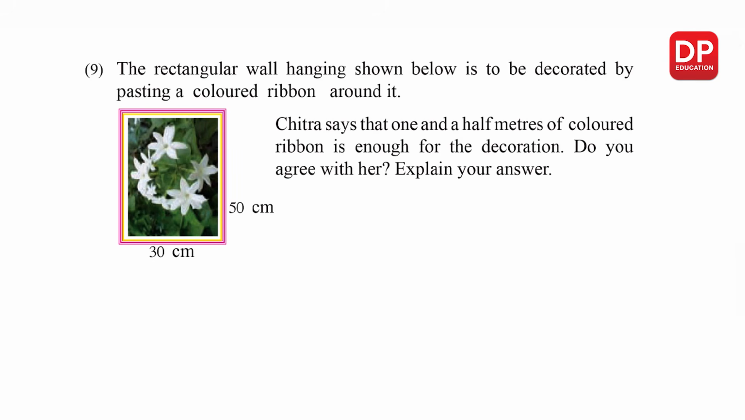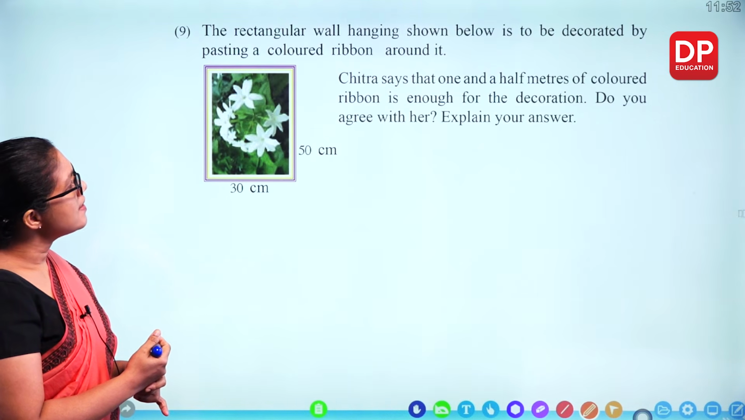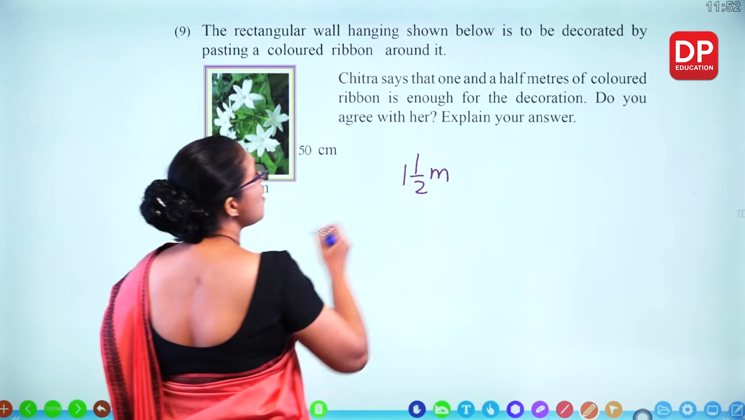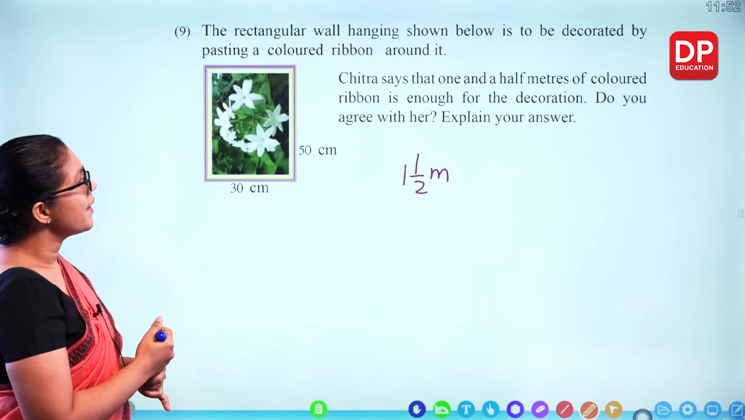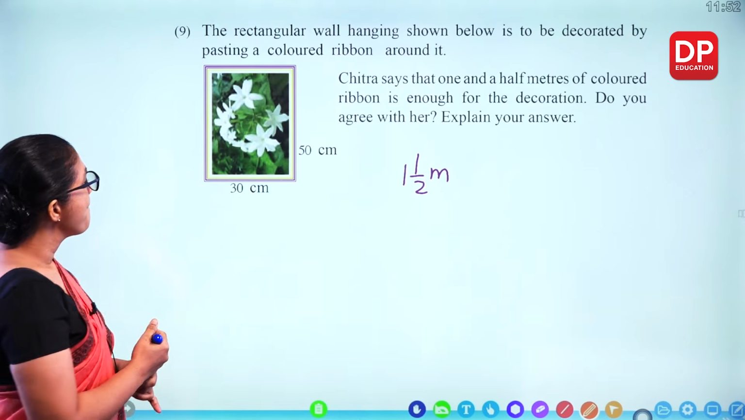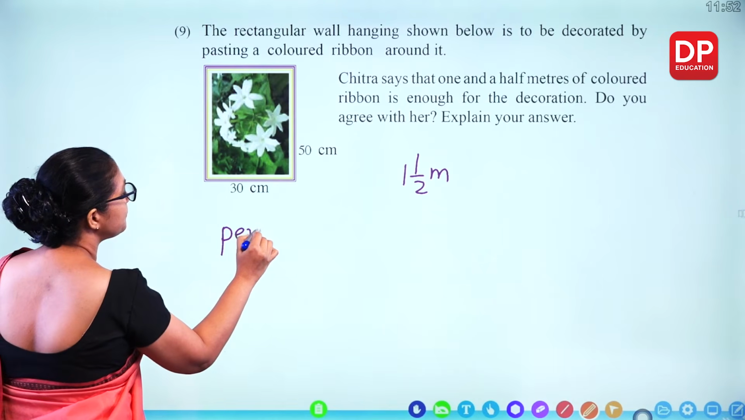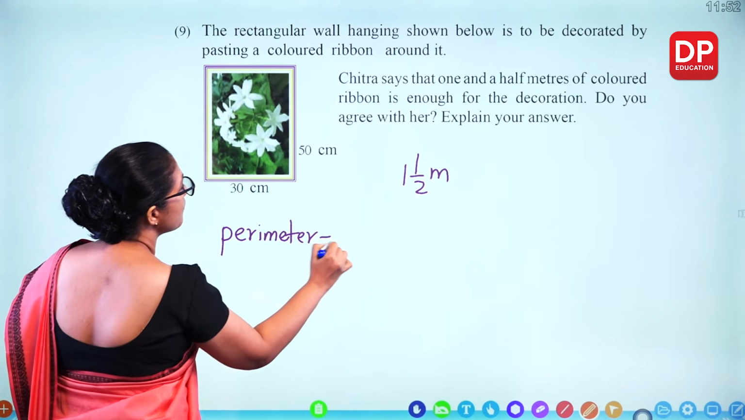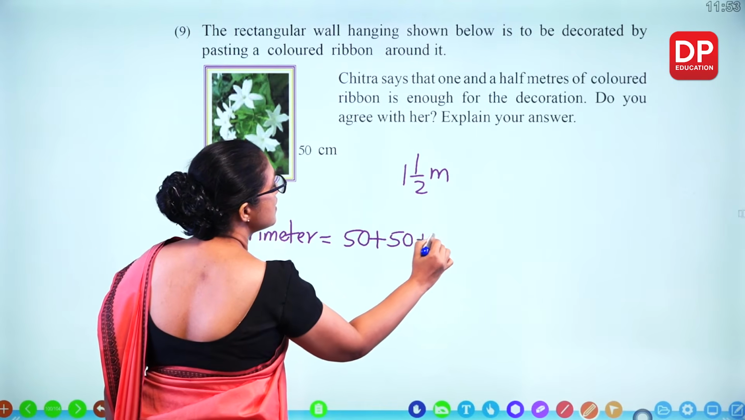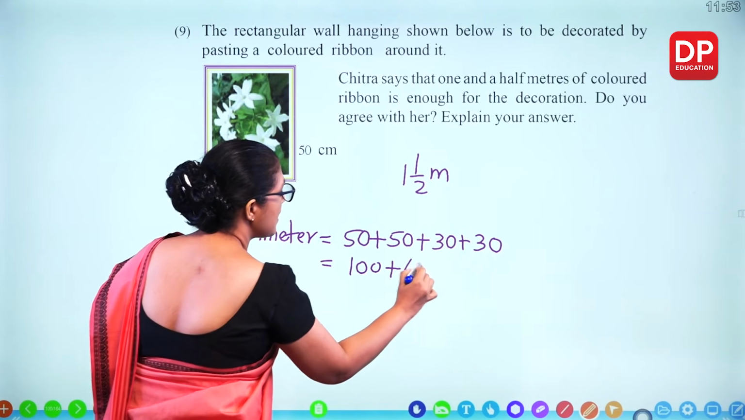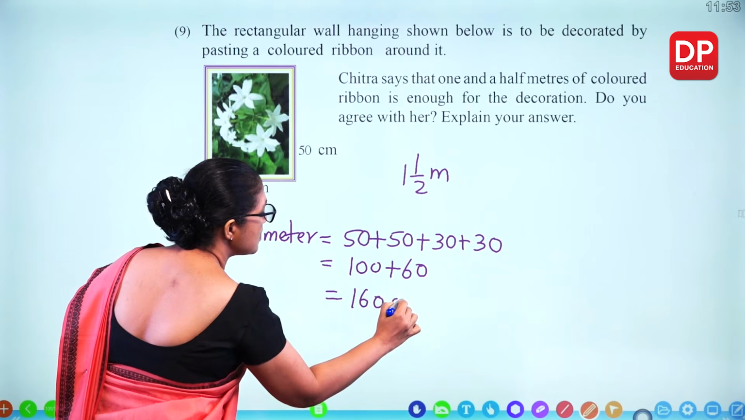Question number 9. The rectangular wall hanging shown below is to be decorated by pasting a colored ribbon around it. Chitra says that 1.5 meters of colored ribbon is enough for the decoration. Do you agree with her? Explain your answer. Length is 50, width is 30. So, what's the perimeter? 50, 50, 30, 30. 100 plus 60, 160 centimeters.